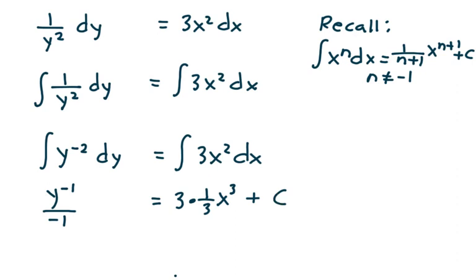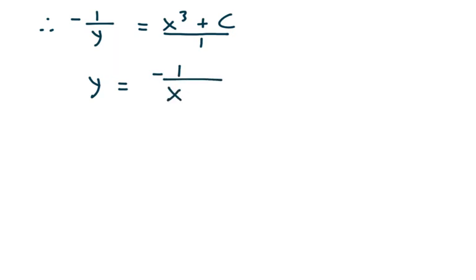I hope that's okay. And so therefore, negative 1 over y is the same as x cubed plus c. And if you don't mind, I'm going to put that over 1. And so therefore y is negative 1 over x cubed plus c. So I just went ahead and solved for y.